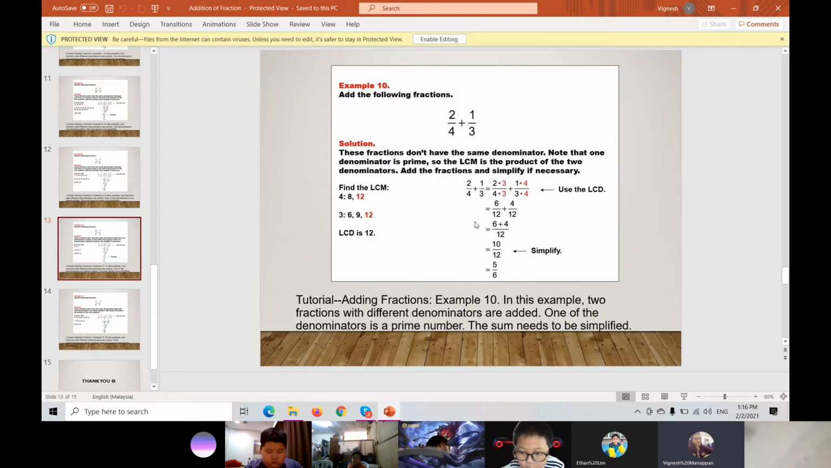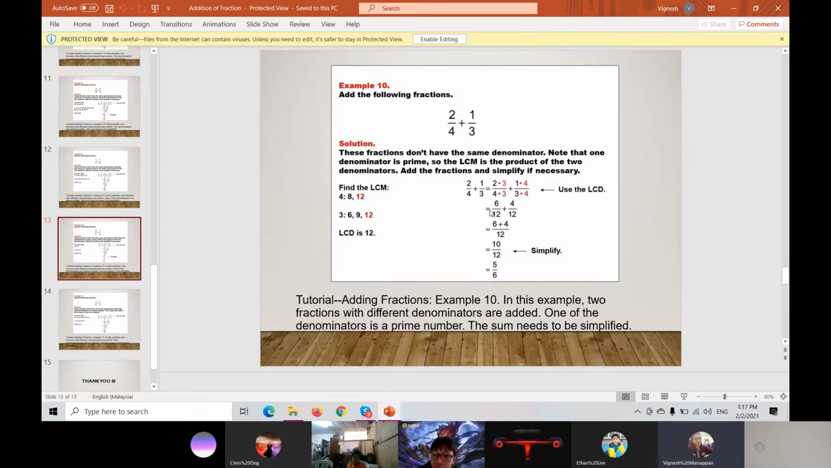Hey, the answer is already on my slide. Let's see your slide, teacher. That's why teacher said you have to see the Edmodo. Open yesterday's slide. Go to slide number 14, example 10. Faster, we have to move on to the subtraction.